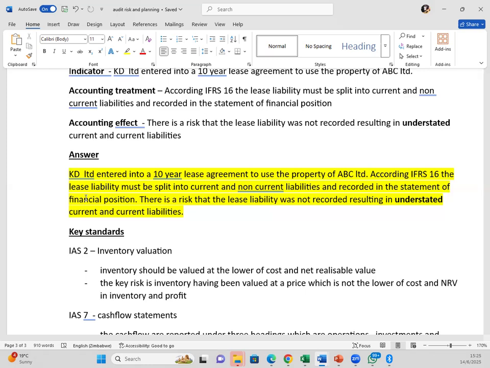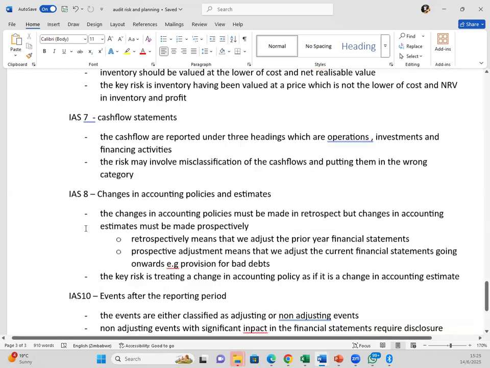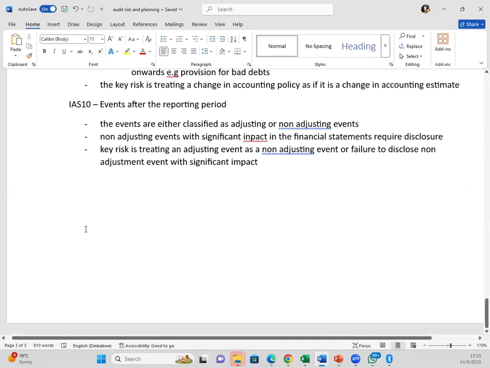So you need to be well-versed with what the standard says and also the potential errors. In this particular case, the potential error is failing to account for the lease, splitting it into current and non-current. I was going through the standards, telling you some of the common errors which are made that as an auditor you should watch out for.